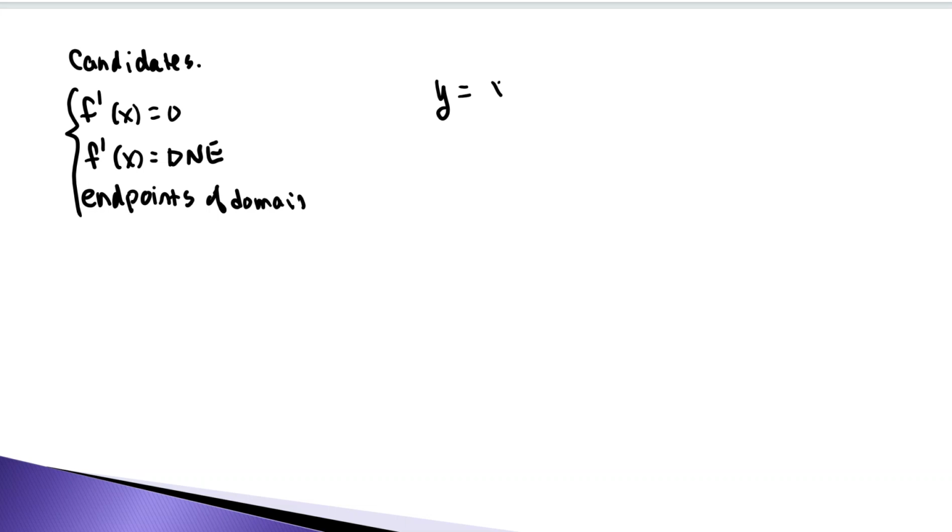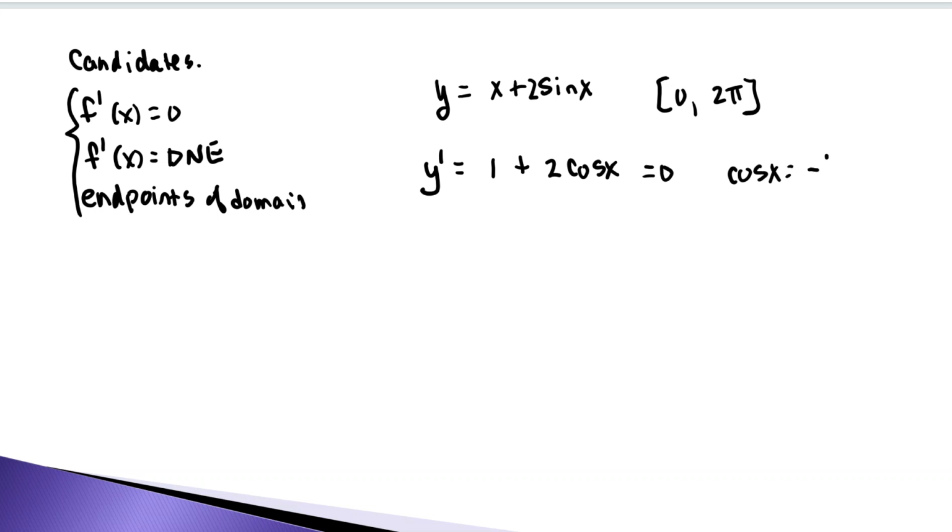Here's y equals x plus 2 sine x. I'm given an interval from 0 to 2 pi. All right, so let's find our candidates for global extrema. First, I'm going to calculate my derivative. I'm sorry, I miscopied that, it's x plus 2 sine x. The derivative is going to be 1 plus 2 cosine x, and I'll set that equal to 0, and that gives me cosine x equals -1/2.